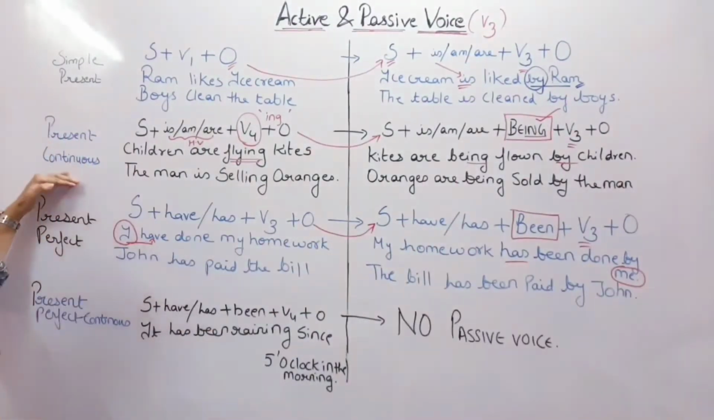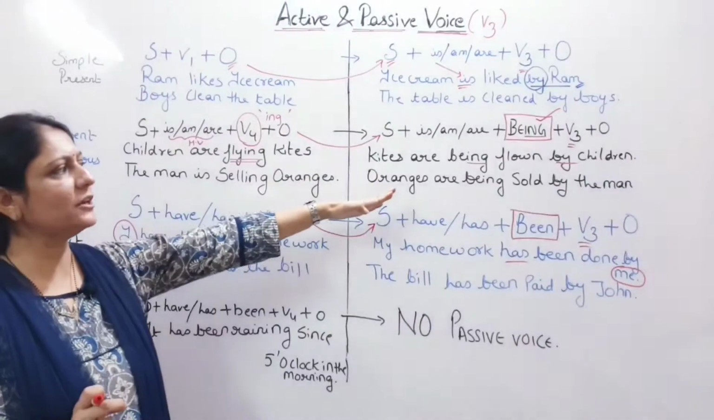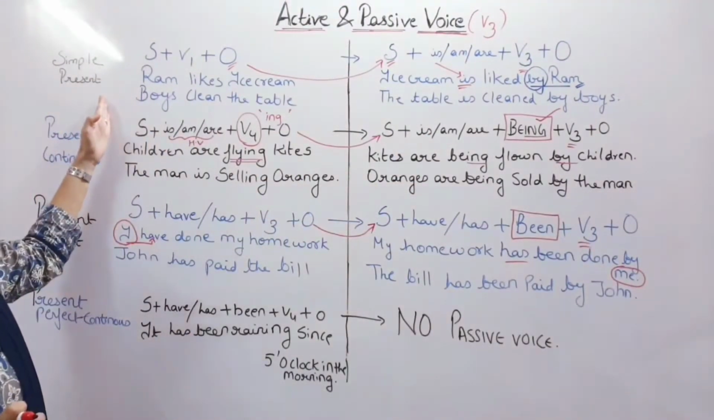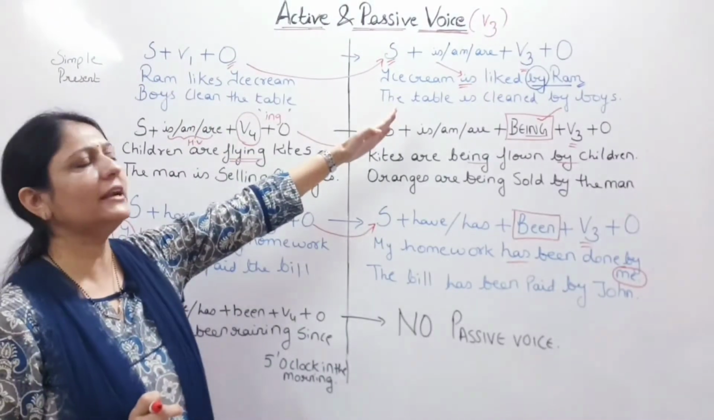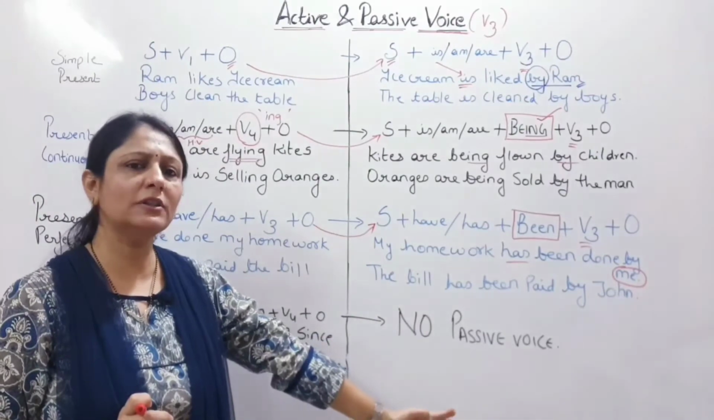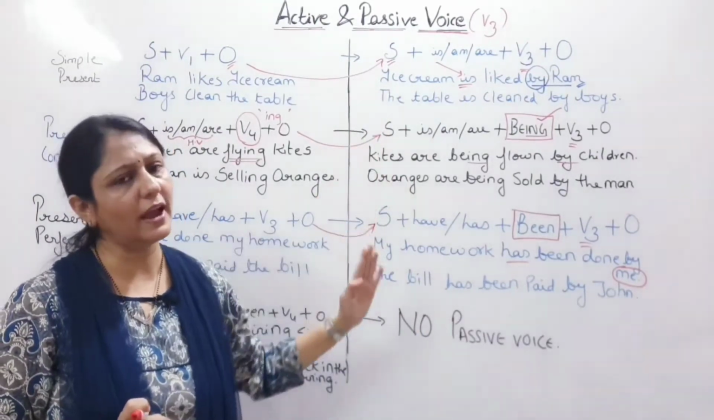it. In all the continuous tenses, the passive voice takes the additional word being with it. In simple present tense, it only takes the helping verb. And the verb form is common in all the tenses: V3, V3 and V3.